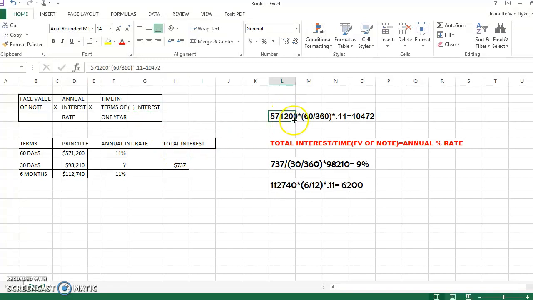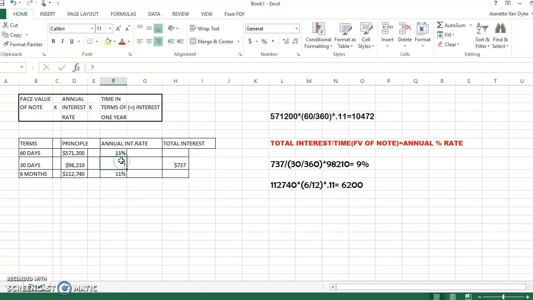So I took the face value of the note and multiplied it by the term. You're going to take 60 days, which is the term of the first one, and divide that by 360 days, which is what they indicated was a year for the purposes of this problem. And you multiply that by the annual interest rate of 11%. When you finish that, you're going to get a total interest paid of $10,472.